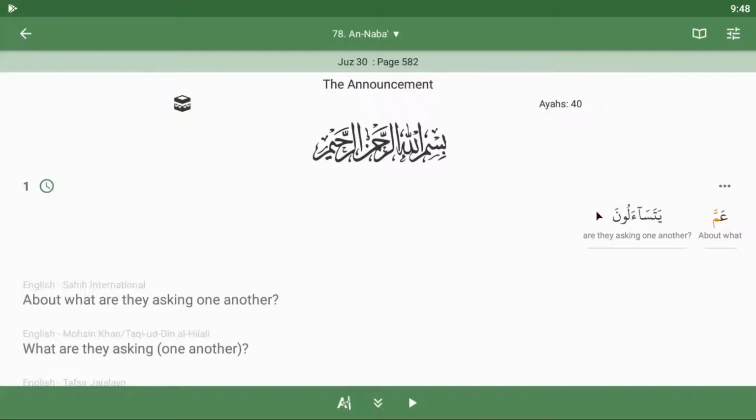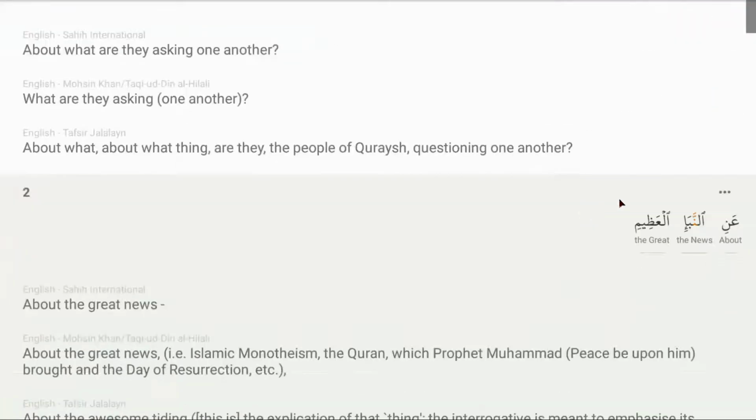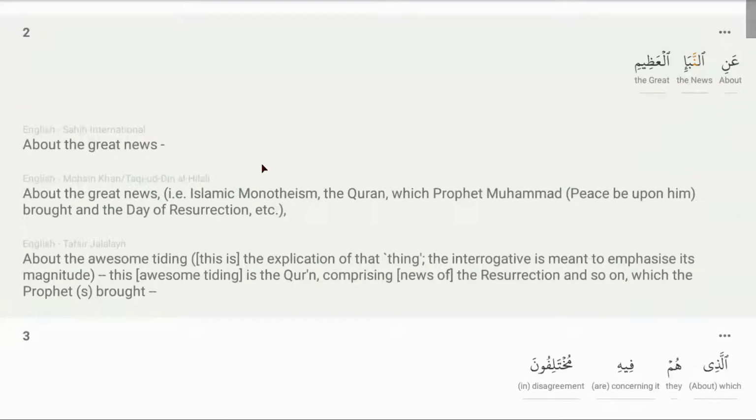So amma yatasa'alun, what are they asking about each other? They're asking about the great news, right? So about the great news, about the awesome tiding, right? Tafsir Jalalain translation, they made it as awesome tiding. I mean, the tiding of the great news, that is the Day of Judgment. This is the explication of that thing. The interrogative is meant to emphasize its magnitude.